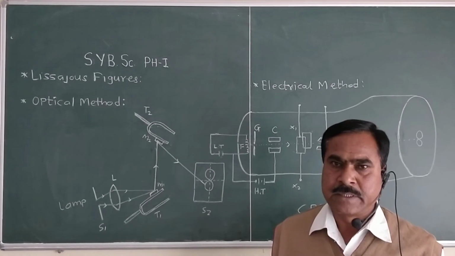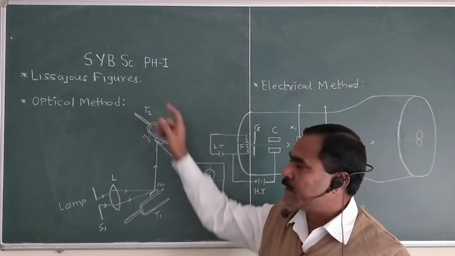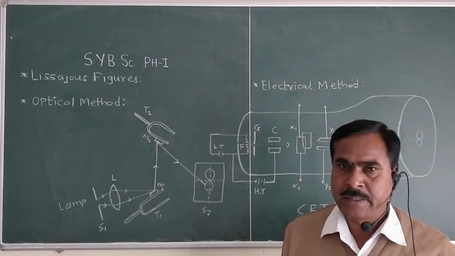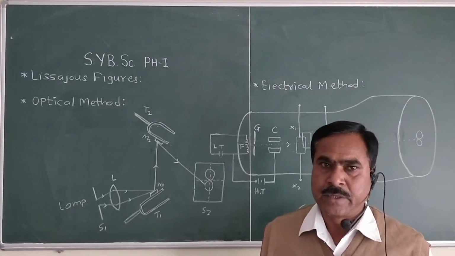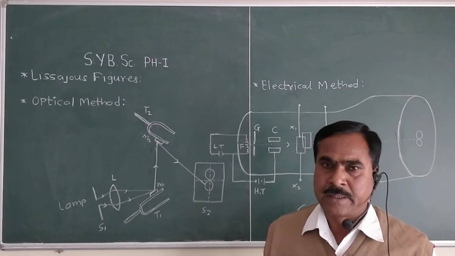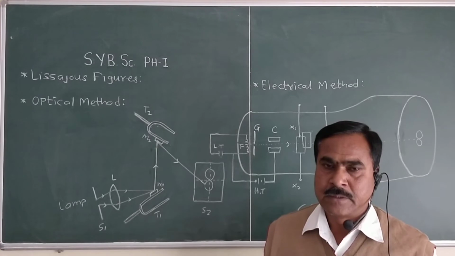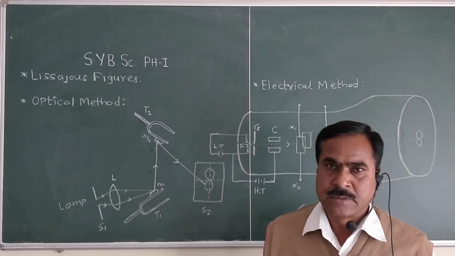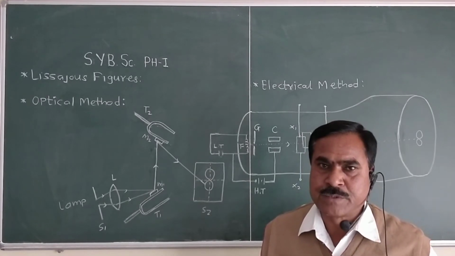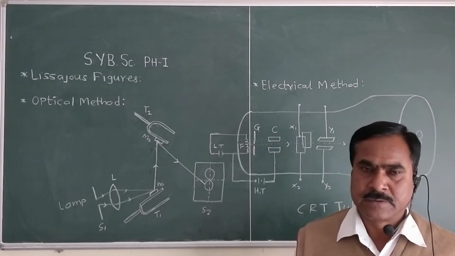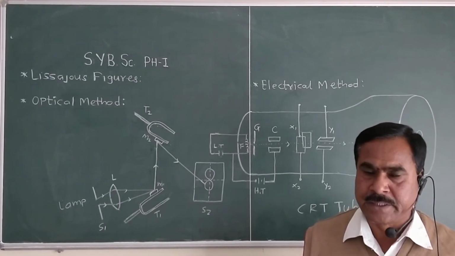Today we study the last point of this chapter. The name of the point is Lissajous figures. These Lissajous figures are obtained when we subject a particle to two perpendicular SHMs. That means we have to consider the composition of two SHMs which are mutually perpendicular to each other, and under that we subject the particle simultaneously.